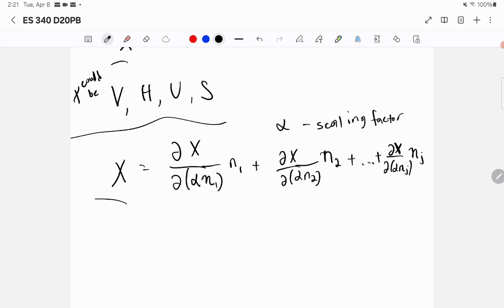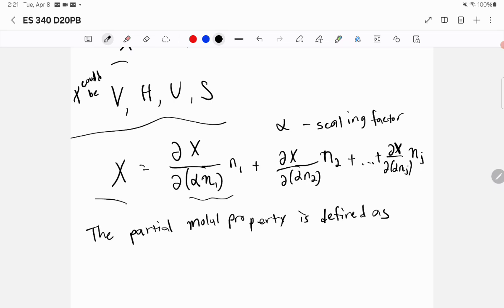when we're dealing with a mixture. So the partial mole quantity is defined as one of these, basically. And we're going to make it so that it's properly in mole form.